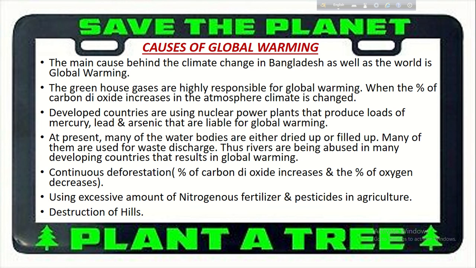Then using excessive amounts of nitrogenous fertilizer and pesticides in agriculture. So in addition to these causes, artificial irrigation, use of nitrogen fertilizer and pesticides in agriculture have roles in damaging the ozone layer, which ultimately contributes to global warming. Then destruction of hills.